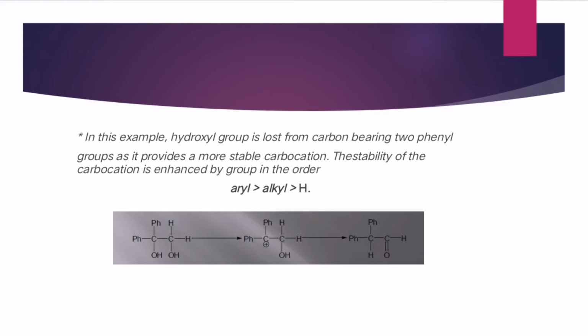So the hydroxyl group which is going to be lost would be the one which is attached on the carbon bearing two phenyl groups instead of the carbon bearing two hydrogen atoms, because the carbon bearing two phenyl groups is going to be a tertiary carbocation after losing the hydroxyl group, while the carbon containing two hydrogens is going to be a primary carbocation. And we all know that a primary carbocation is less stable than a secondary and then tertiary. So tertiary carbocation is most stable.